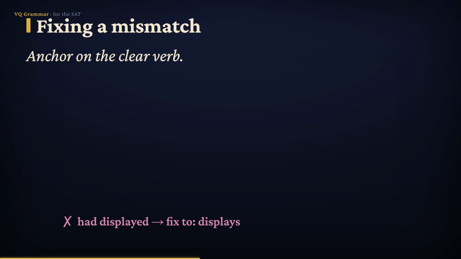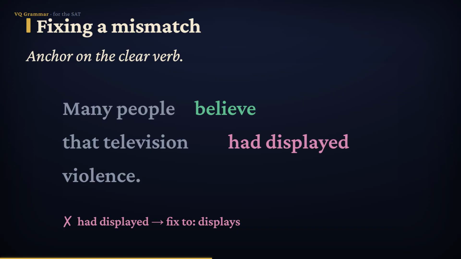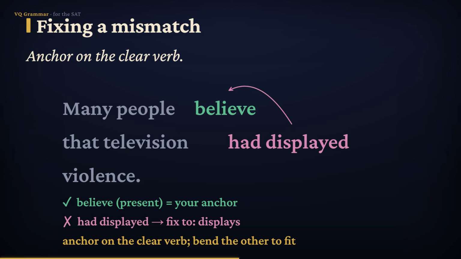When tenses clash, here's the fix. Pick the verb you're sure about, your anchor, then bend the other to match it. Many people believe that television had displayed too much violence. Believe is present tense, and that's clearly your anchor. But had displayed shifts to a past perfect that doesn't fit. So match the anchor, present tense displays. Anchor on the clear verb, and bring the other one into line.